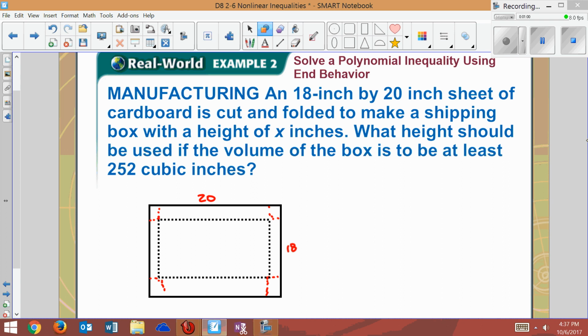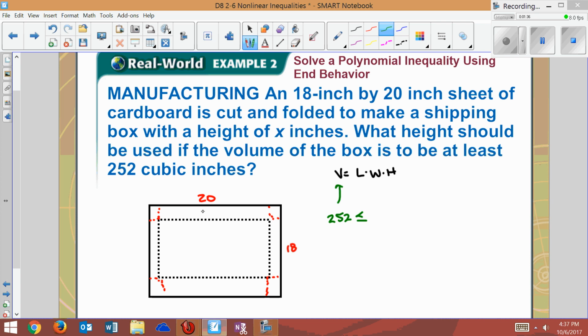So it then asks what height should be used if the volume of the box is to be at least 252 cubic inches. Now, I want to remind you that volume is a formula: length times width times height. So it's telling me my volume needs to be at least 252. That means it could be bigger than 252, but not less than. So volume, in this case, is going to be 252. But we don't want this to be equal to it. We want the number to be bigger than or equal to 252. So the number that we get for length, width, and height needs to be greater than that 252.